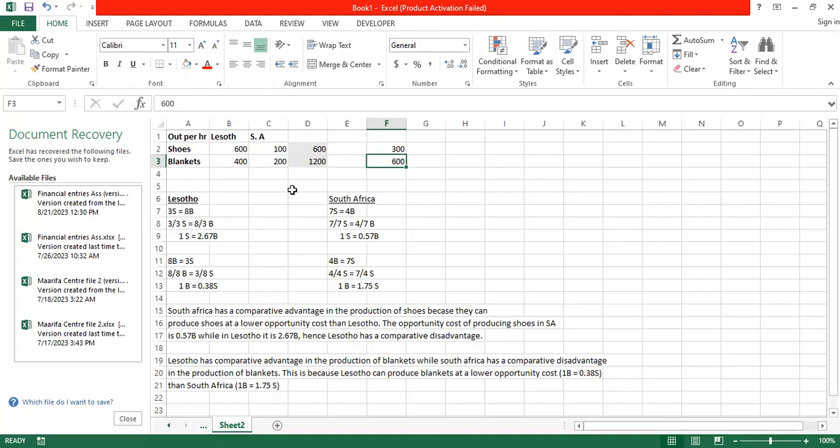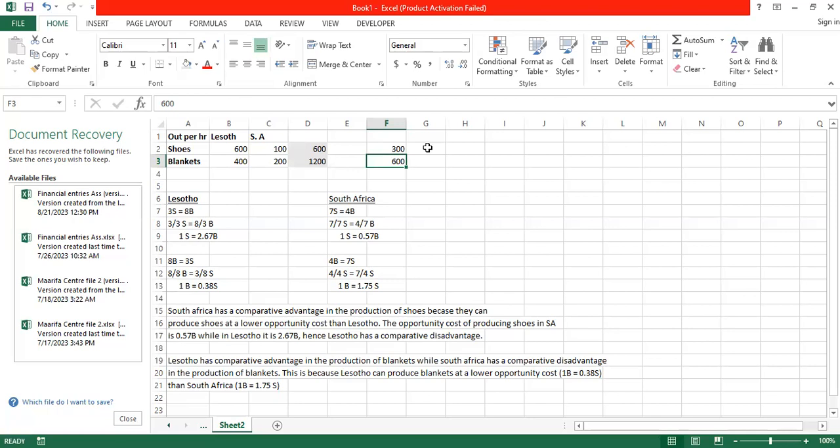So what's gonna be the gain there? We are getting 600, but we could have done 300, right? So it's an exchange of 600 to 300, which is gonna be the difference between 300 and 600. So the gain is only going to be 300 shoes. That's the gain there.